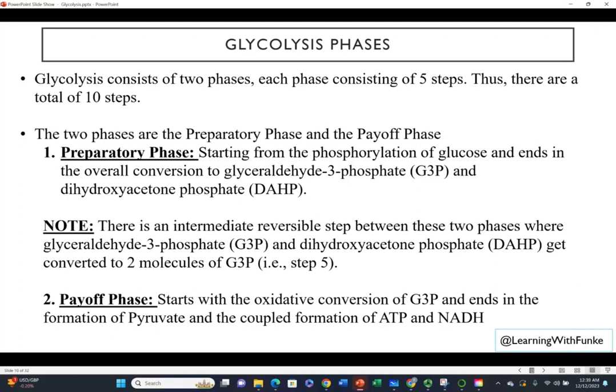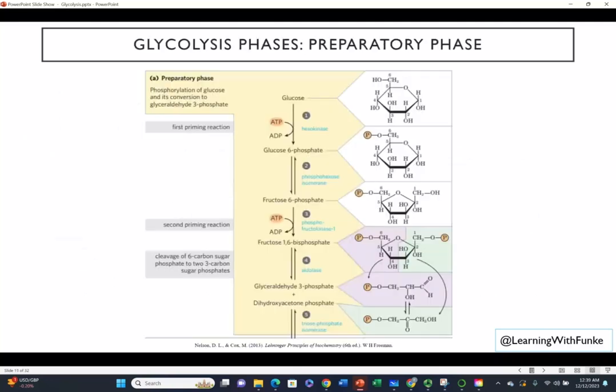And the last phase, the second phase, is the payoff phase, and this pretty much starts from conversion of G3P, like I said in the last step, and ends in formation of pyruvate. So we end up getting 1 mole of pyruvate per mole of G3P. However, since we're starting with 2 moles of G3P, we'd end up with 2 moles of pyruvate. And this is coupled with formation of ATP and NADH. And so this is the preparatory step. I'll be going over each step subsequently for more details.